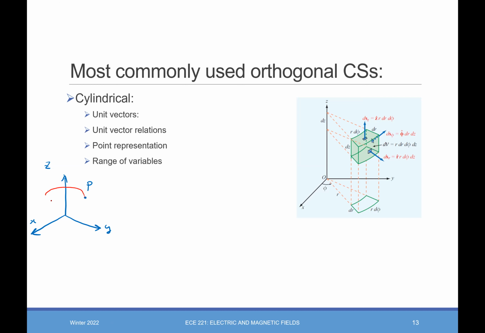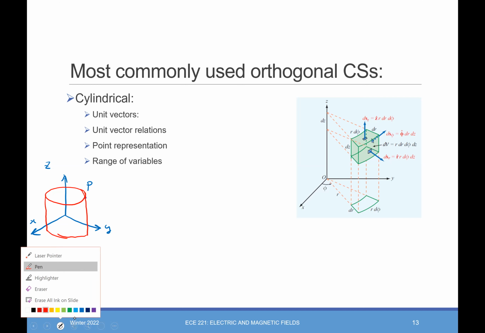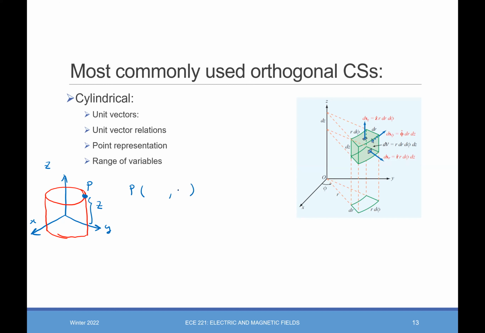So this is the cylinder. This is the cross-section of the cylinder. This is the height of the cylinder. So now, how can we define this point P, imagining that it's on a cylinder? If you look, the first thing that comes to mind is that we can define the height of the point P, right? Just like what we had in the rectangular coordinate system. So we have z.